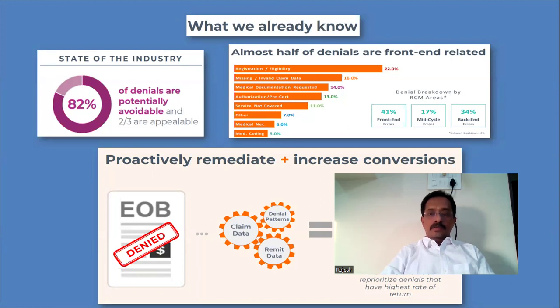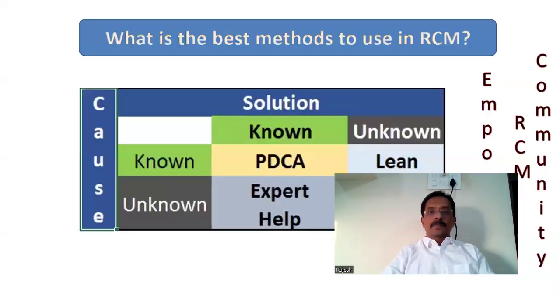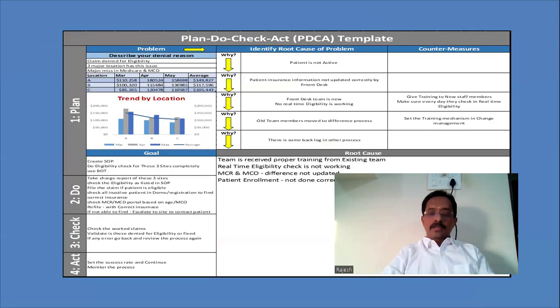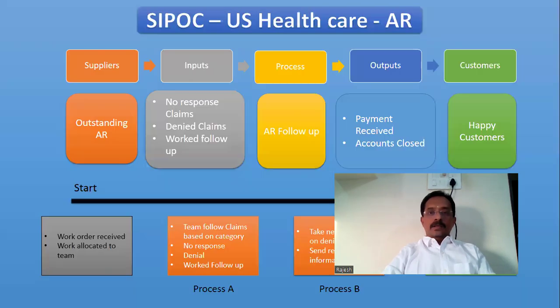What our denials are and how they are trending, we discussed all of that. The pre-billing audit workflow, which is very powerful in controlling denials through lean, we covered in the previous one. We also covered what PDCA is, how it is useful, how we can do PDCA practically, and what projects we did on PDCA.